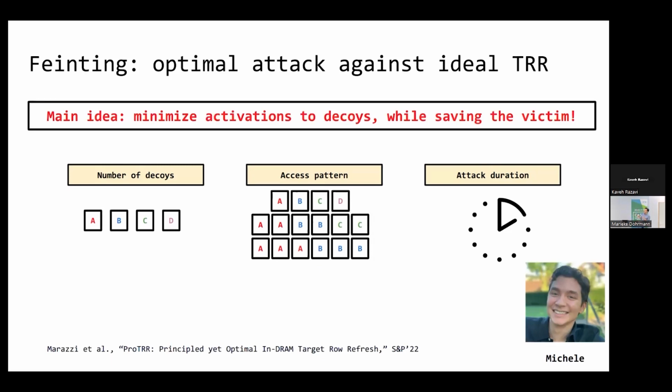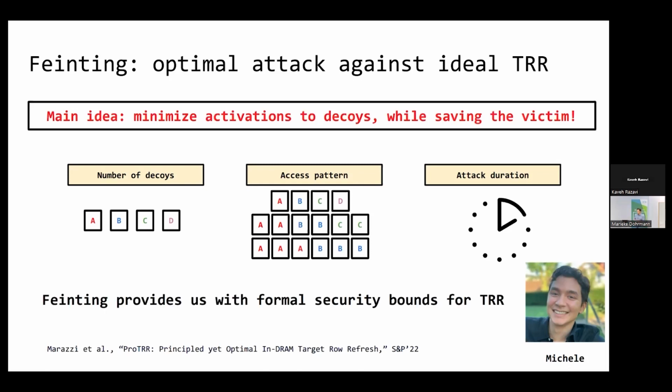The main idea is that you want to minimize the number of activations that you waste on your decoys. That's the main idea behind the proofs. And once you minimize that, it would mean that all the other activations you could essentially use to increase the count of your attacking victim. Now that we have fainting, which is an optimal attack, it provides us with bounds, right? So if a mitigation can withstand fainting, then we know that this mitigation is secure, right?